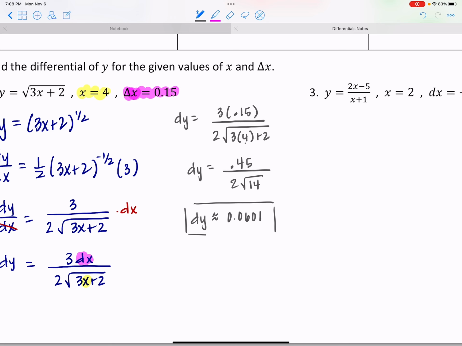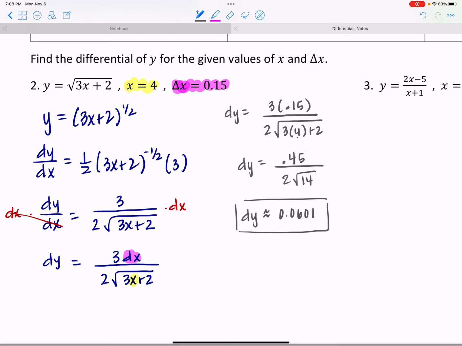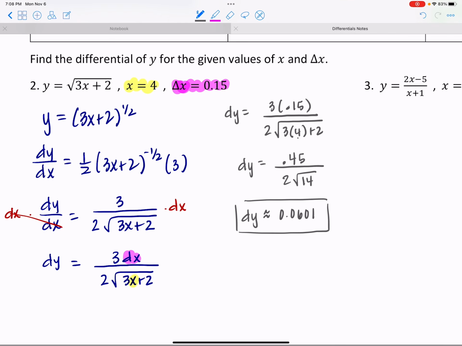Now again, just to sort of wrap your brain around what we just did. We said for this particular function, if we started at x equals 4, and then we went 0.15 units away, which would be going to 4.15, that as we move from x equals 4 to x equals 4.15, the y value is going to increase by about 0.0601 units, so not much at all.